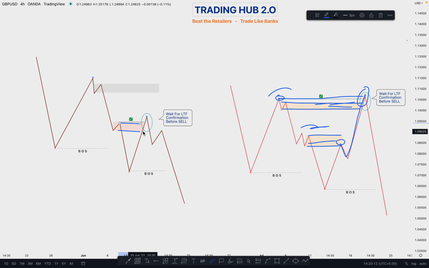So now let me switch to the real chart to show you exactly how it works and how you can improve your trading style, and how you can identify high probability POI and liquidity sweep.